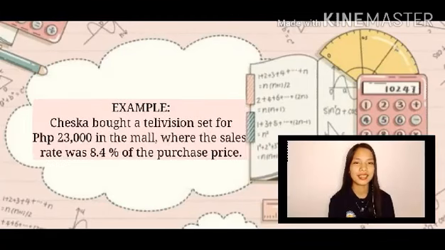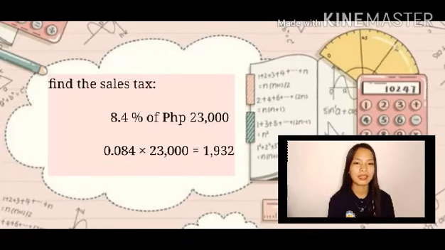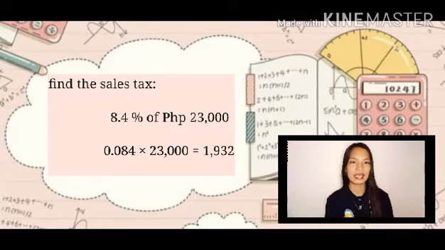For example, Cheska bought a television set for 23,000 pesos in the mall, where the sales tax rate was 8.4% of the purchase price. Find the sales tax. You simply multiply 8.4% by the price of the television, which is 23,000. First, we have to change 8.4 into decimal. So we will have 0.084 times 23,000 pesos. Now we have a sales tax of 1,932 pesos.